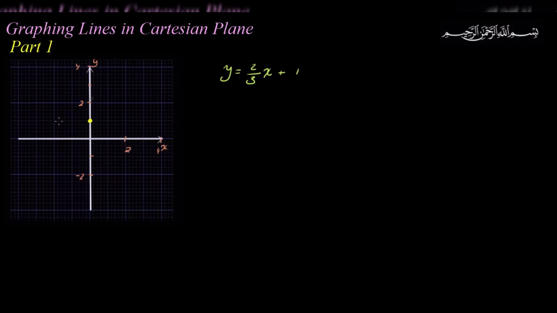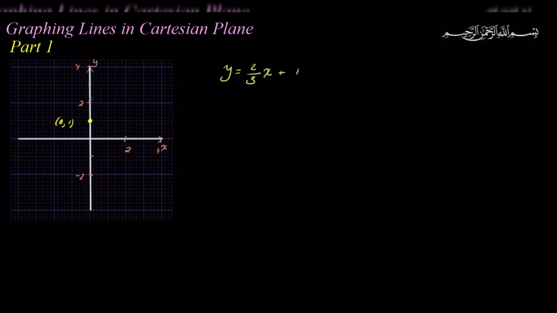If you want to label this, if you're a super nerd, you can say x is 0 and y is 1. That's the ordered pair that belongs to the y-intercept. Got it. And the slope is 2/3. That means the change in y is 2, and the change in x is 3. It's a positive slope. It's going to go in that direction, right?